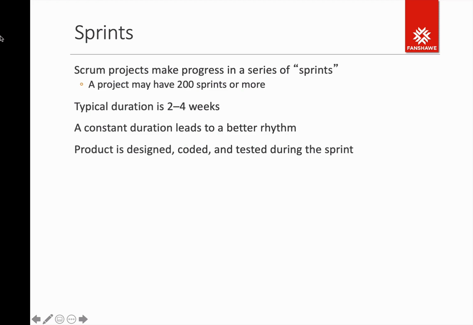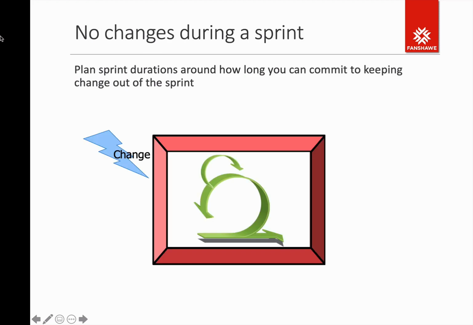And as mentioned, the product is really analyzed, designed, coded, and tested during the sprint. One of the things that we don't want to do is make any changes during a sprint. Once you've planned out the sprint, you've committed to doing it, you leave it that way till the end of the sprint. And if you have to do any replanning, then that goes into the next sprint. But it's absolutely forbidden to make any changes to what people are working on during that sprint.